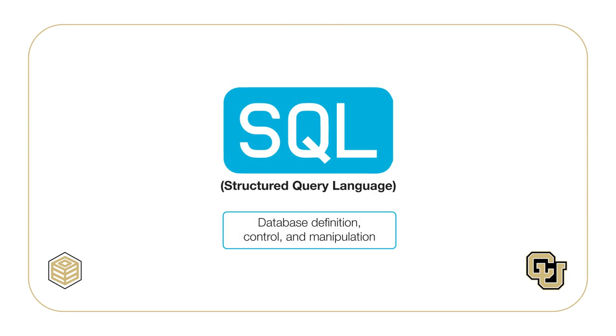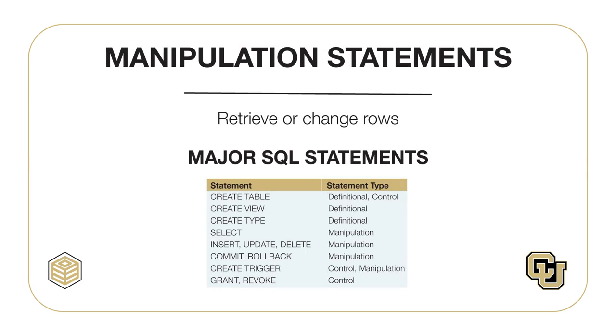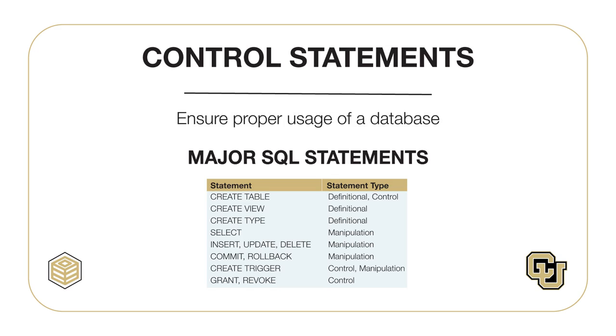SQL was designed as a complete data language, covering database definition, manipulation, and control. Definition statements create objects such as tables. Manipulation statements retrieve or change rows. Control statements ensure proper usage of a database, such as row integrity and security.